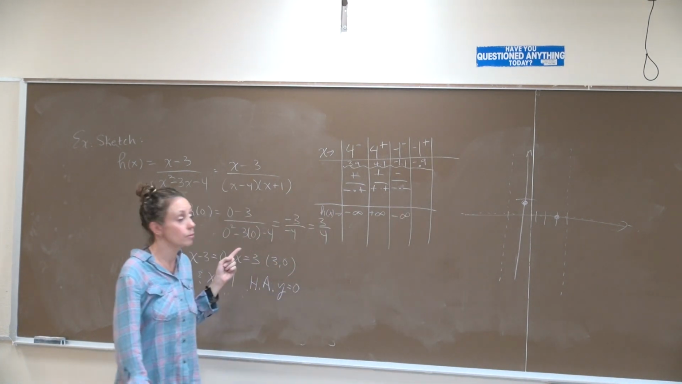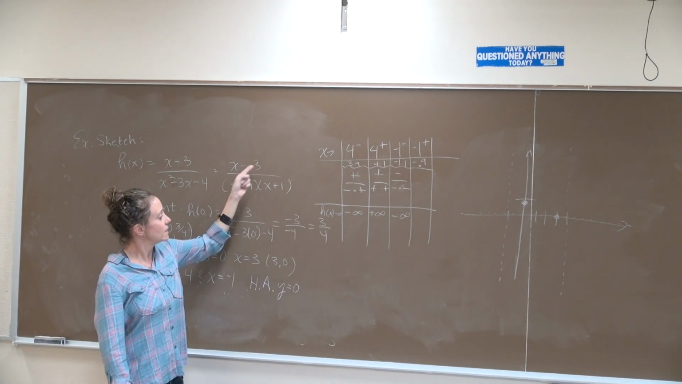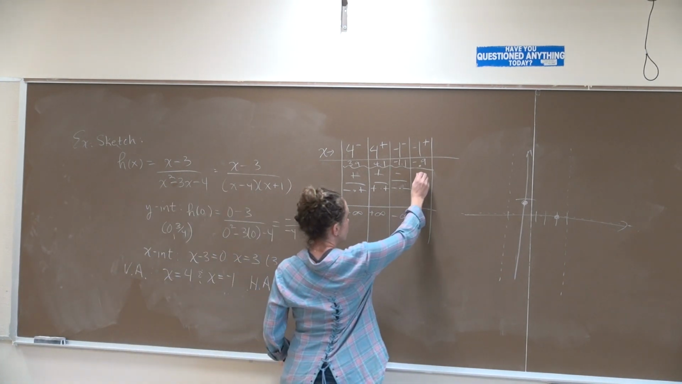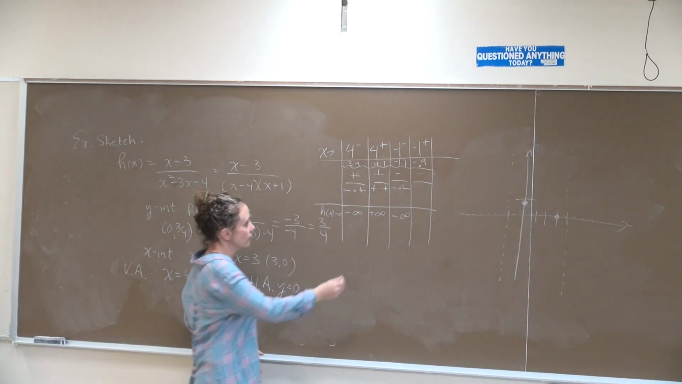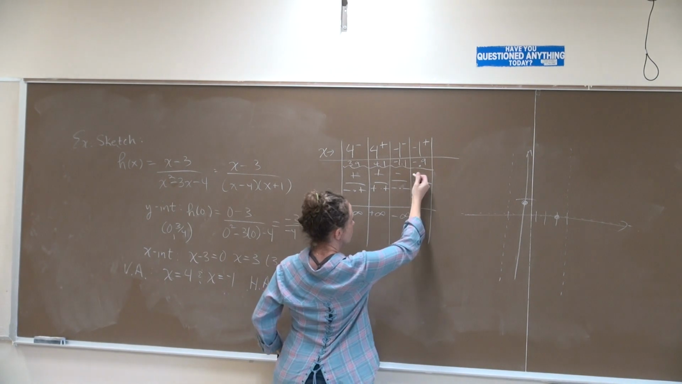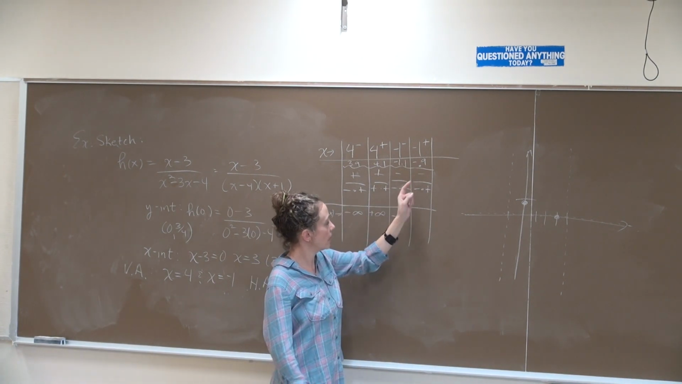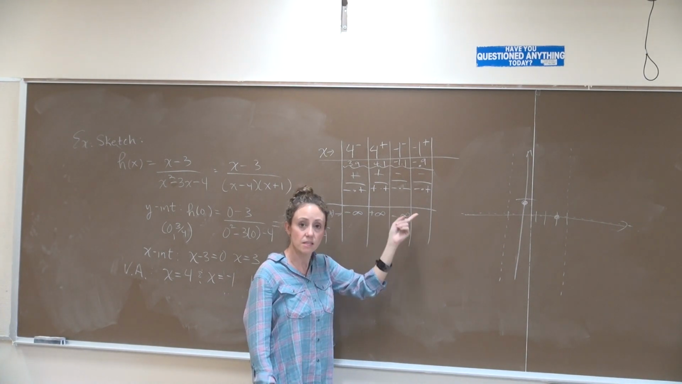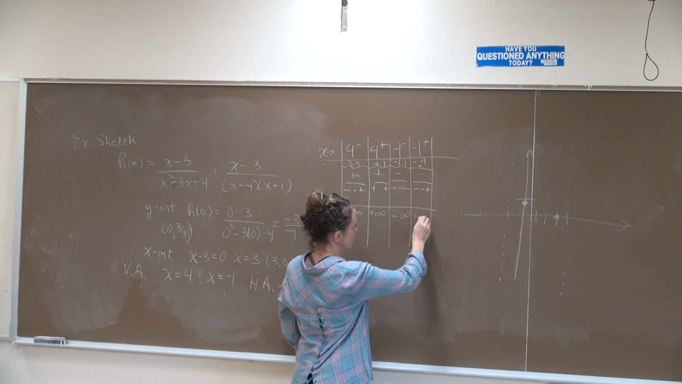And the last value we're going to substitute in is negative 0.9. Negative 0.9 minus 3 is a negative. Negative 0.9 minus 4 is a negative. Negative 0.9 plus 1 is a positive. So we have a negative divided by a negative times a positive. That's the same thing as saying a negative divided by a negative, which is a positive.